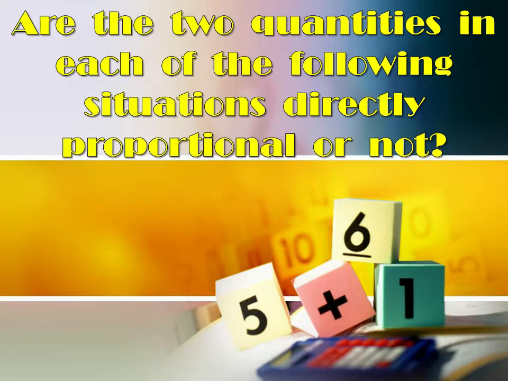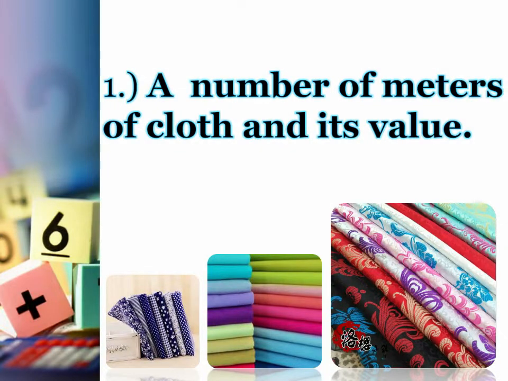Now children, we will see some examples for direct proportion. Right, look at here. Are the two quantities in each of the following situations directly proportional or not? See, I have given you a number of meters of cloth and its value. These are two different quantities and different units. When we consider the number of meters of cloth, if it is increasing, of course, the price is also increasing. When the number of meters of cloth decreases, the price also decreases according to a ratio. So it is directly proportional.